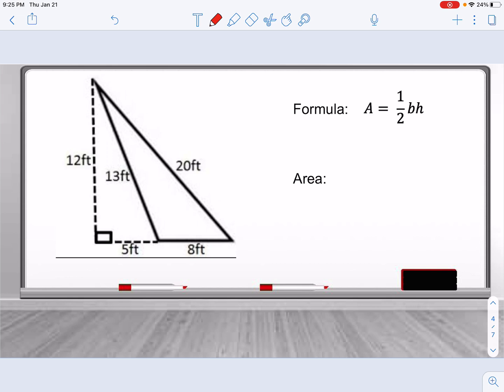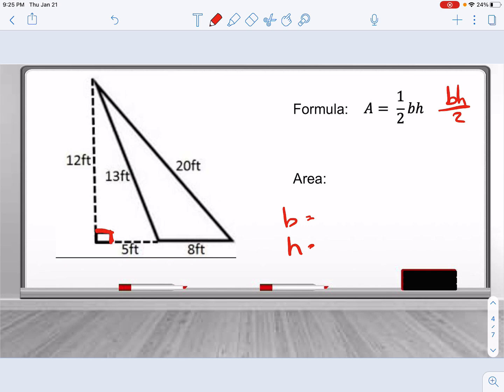All right, our third example. Here we have an obtuse triangle. Again, the formula is half base times height, or we can write it as base times height divided by 2. So finding the base and the height, we look for the right angle.